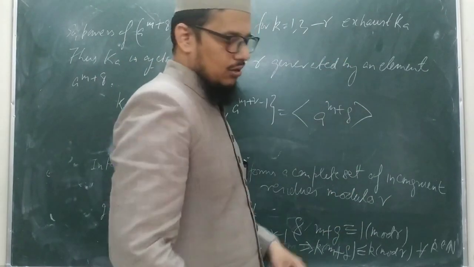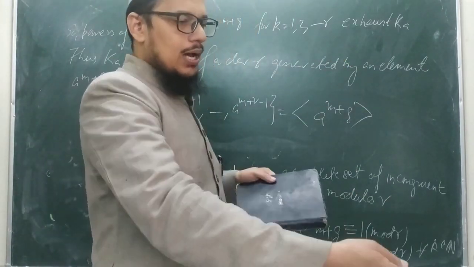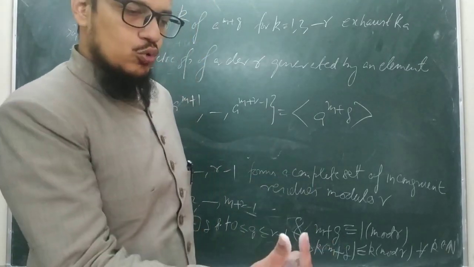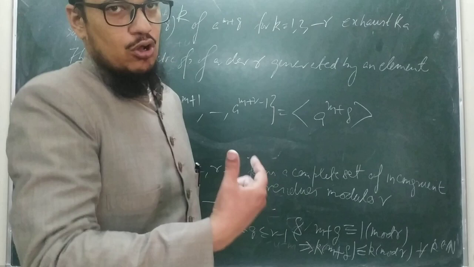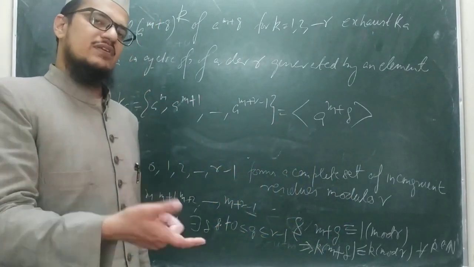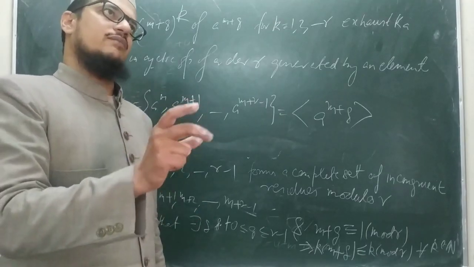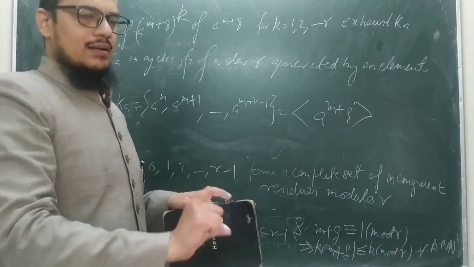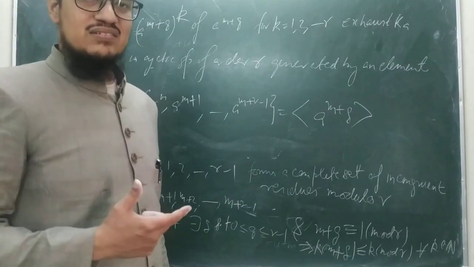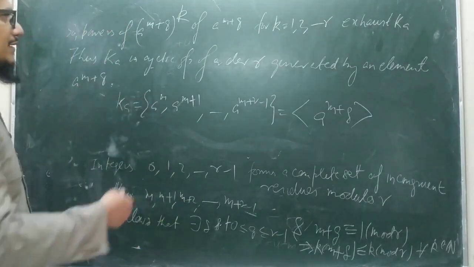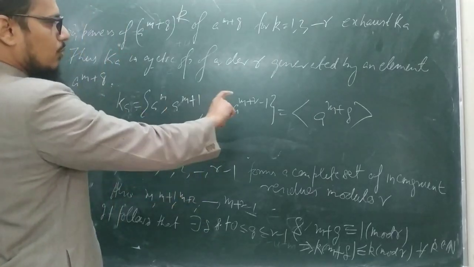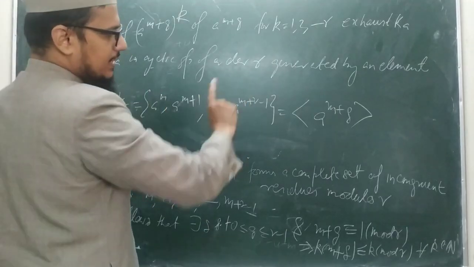K has values 1, 2, up to r, and all of you well know that these are equivalence classes and they are distinct from each other. No two are congruent to each other. Correct? So all are distinct, so there are different choices. Every choice of power of a goes in K, and all are different, so it will exhaust the whole K. It means that K is generated by the element a to the power m plus g. So in this way, K becomes a cyclic group generated by a to the power m plus g.